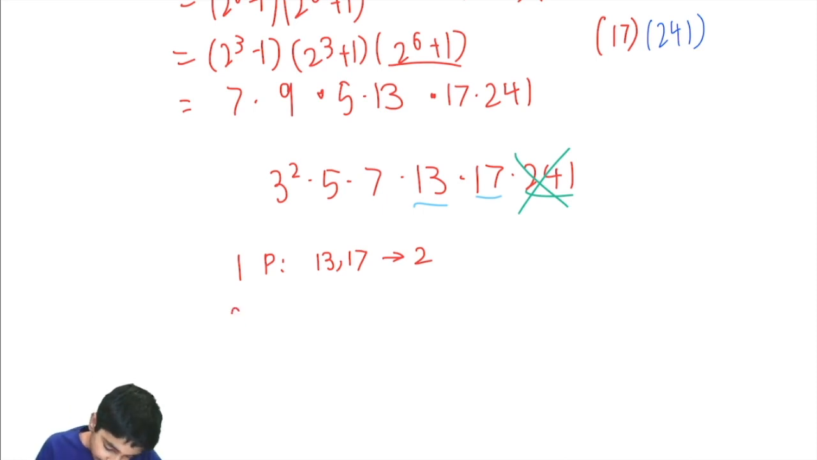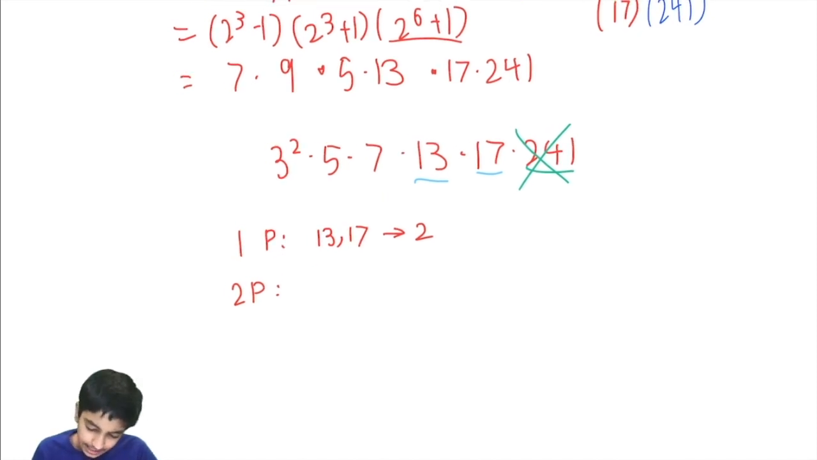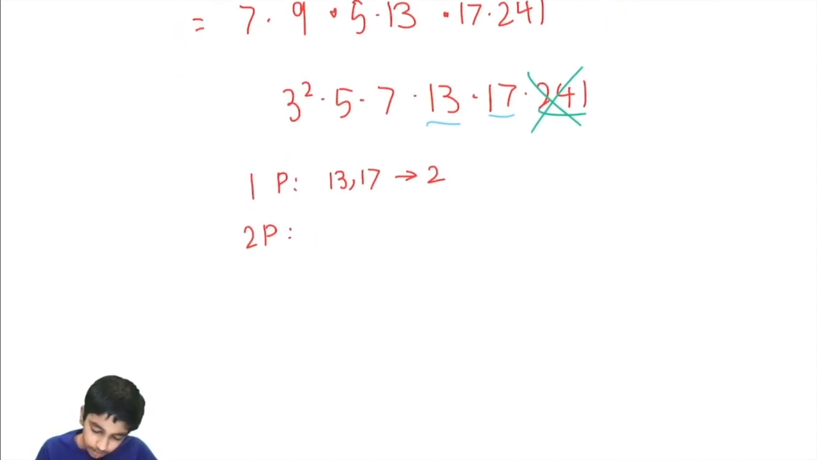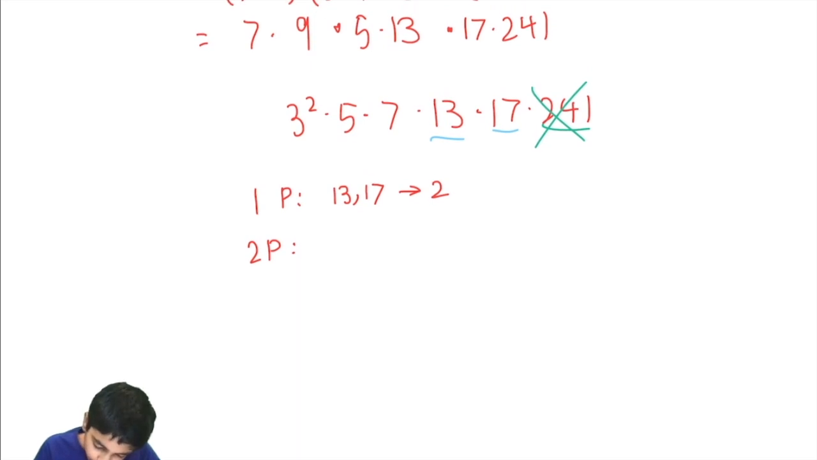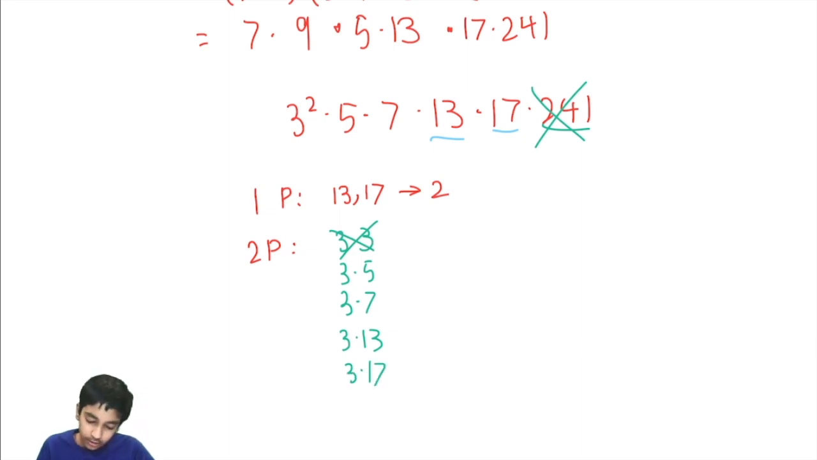Now, what if you have 2 primes? This is a little bit more of a tricky case. So now let's look at the different possibilities. We can either have 3 times 3, but that's 9, so that's too small. It has to be two-digit. We can have 3 times 5, 3 times 7, 3 times 13, 3 times 17. We can see that these are all two-digit integers.